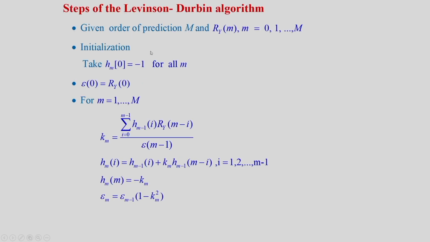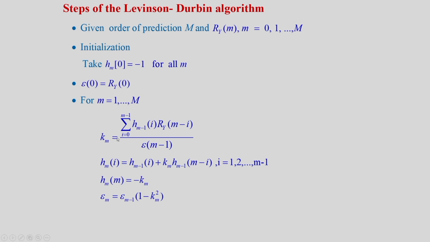Let us see the steps of the Levinson-Durbin algorithm. Given the order of prediction M and the autocorrelation data for m equal to 0 to M, we initialize Hm of 0 equal to minus 1 for all m. Then we put epsilon 0, the mean square error of the 0th order predictor, equal to Ry of 0, and for m equal to 1 up to M, we do these steps.